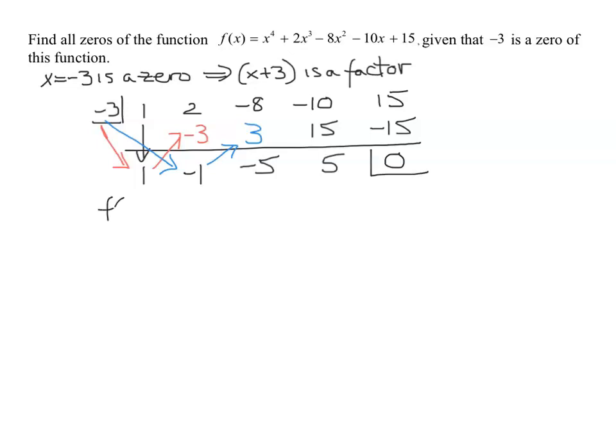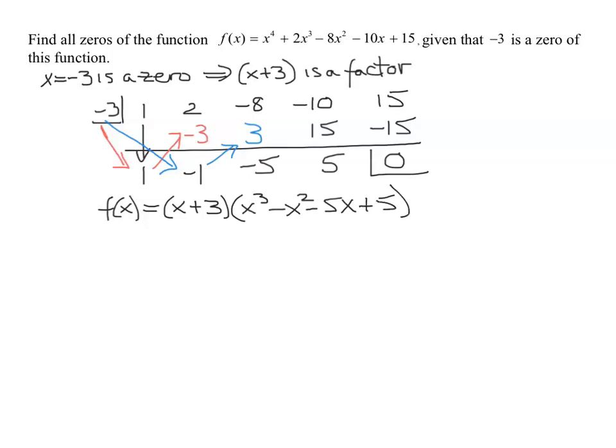So what this means is f of x can be written in partially factored form. I know that x plus 3 is a factor. And what's the remaining polynomial going to look like? Remember, I started with a degree 4. This is a degree 4. This is going to be a degree 3. So this is going to be x cubed and x squared, x and constant. So I'm going to get x cubed minus 1x squared, or just minus x squared, minus 5x, and the last term plus 5.